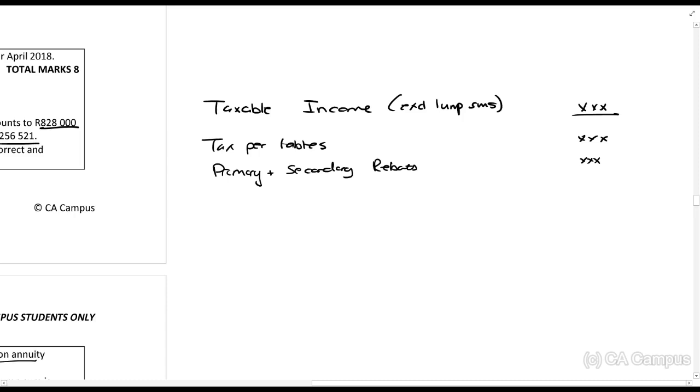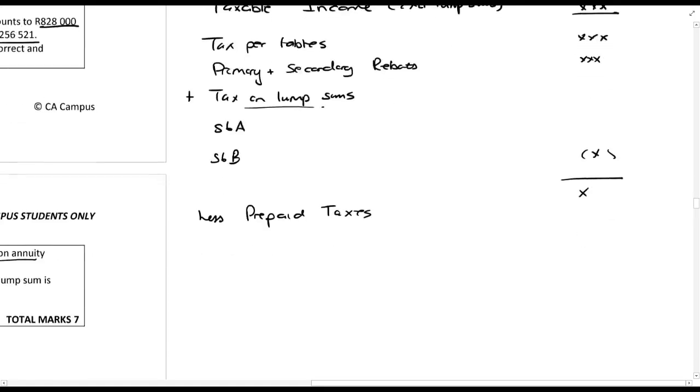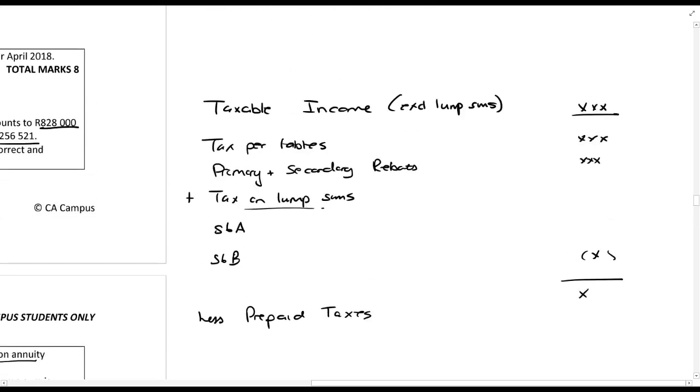Then what do we do? We then say plus tax on lump sums. And very important, I want you guys to see, you have to do that before you do section 6A and section 6B, the tax on lump sums. Okay, so if we just use this structure I've got so far, that will give us up to there. Then from that, we say less our prepaid taxes. Right, and we did take into account our employees' tax and so forth.